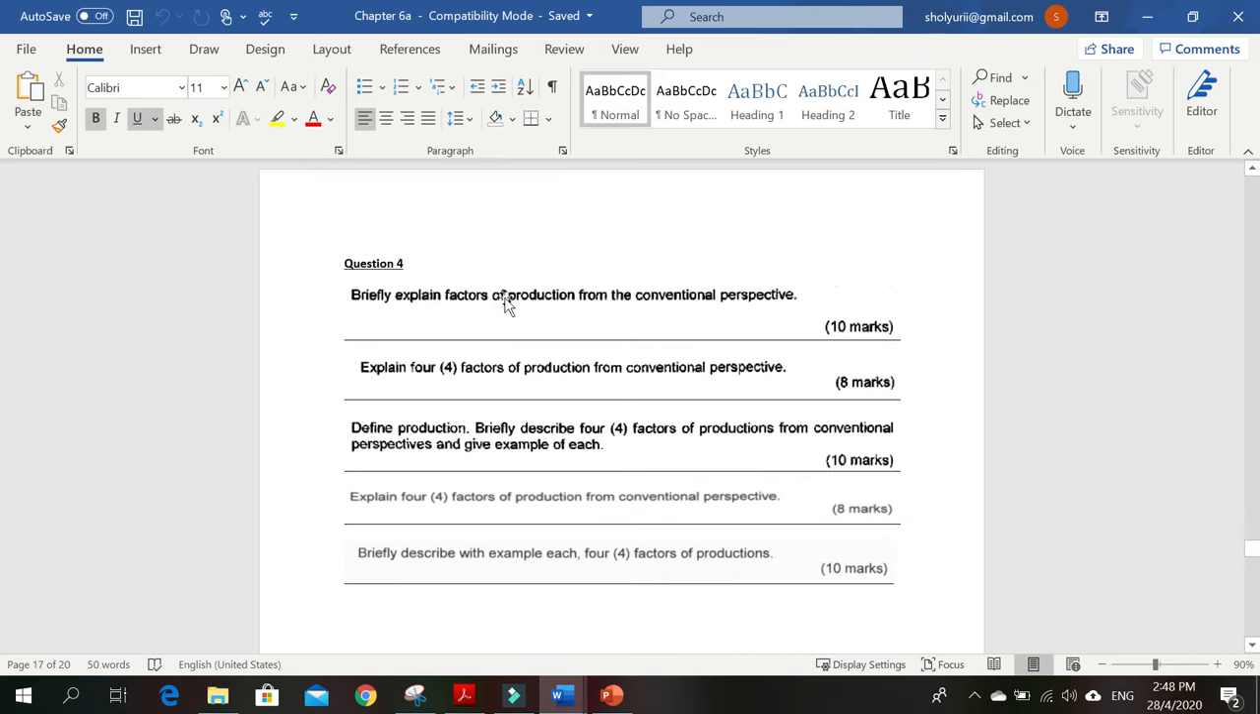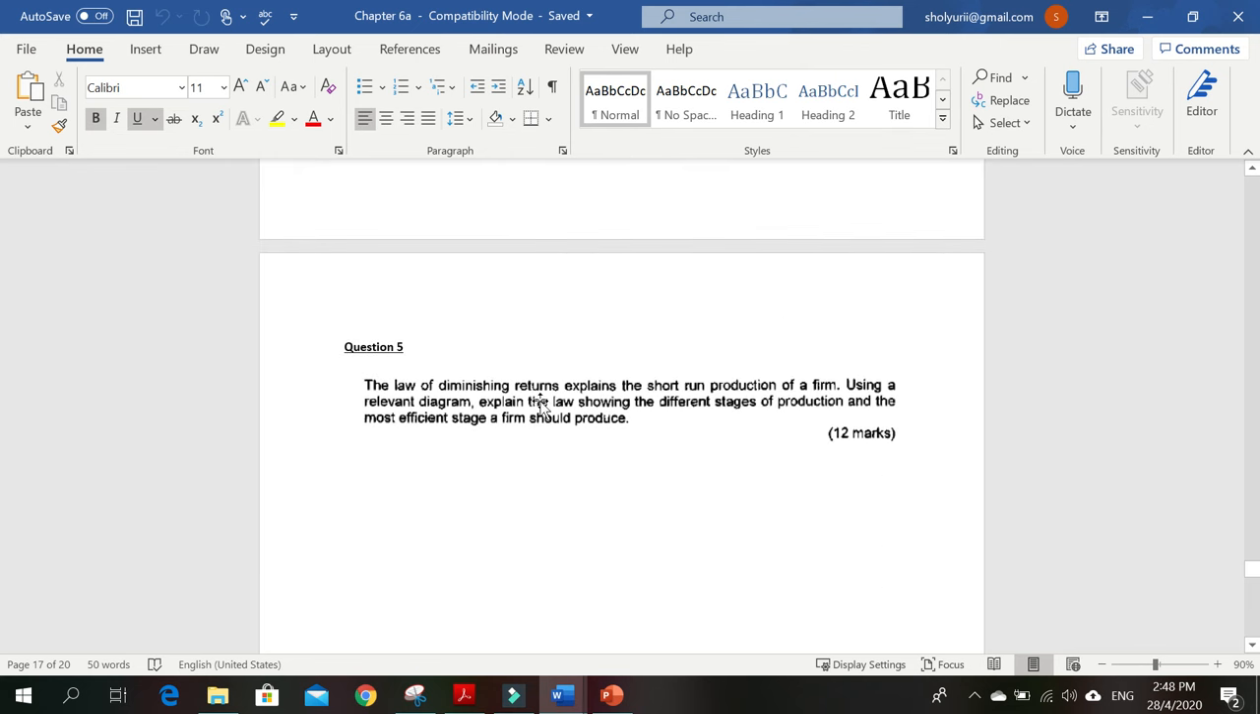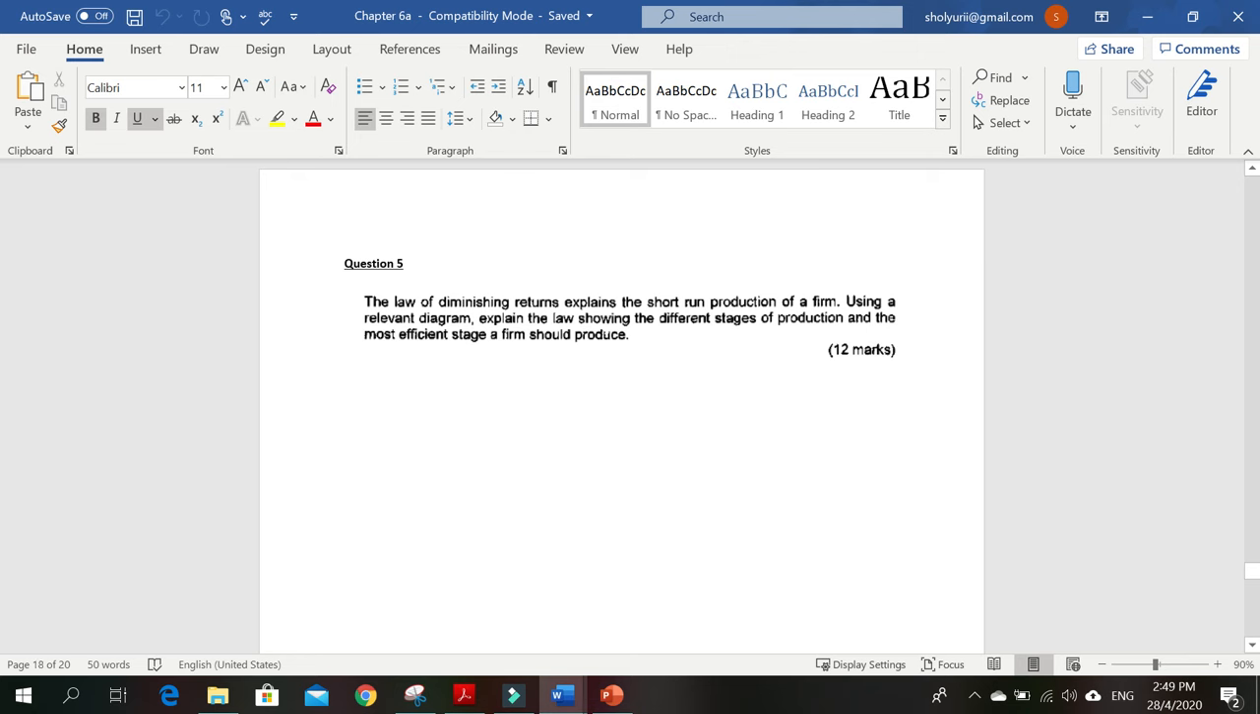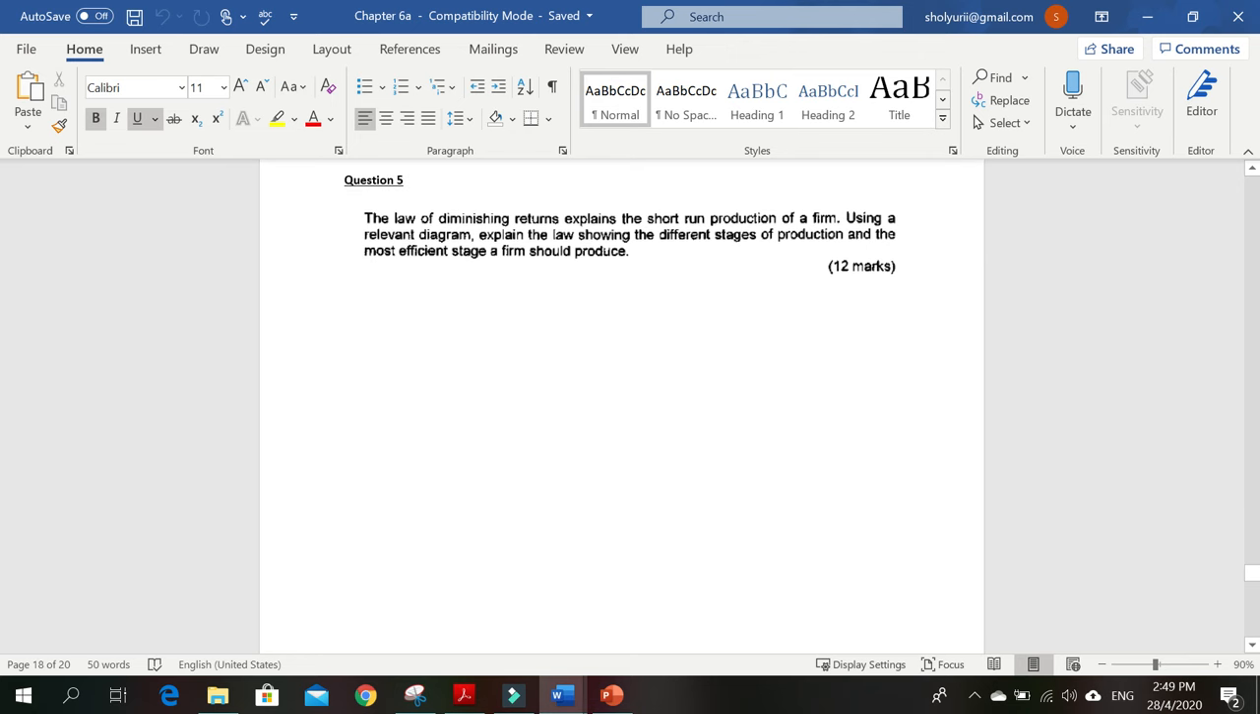So, explain factors of production from conventional perspective. Factors of production: land, labor, capital, entrepreneur. So, you explain what is land. Do it in your essay form lah. And then law of diminishing return: explain the short run production of a firm using a relevant diagram, explain the law showing different stages of production and the most efficient stage a firm should produce. This is your challenge. I think this is an old question. Normally students will avoid answering this question, but you may try and show me your answer.